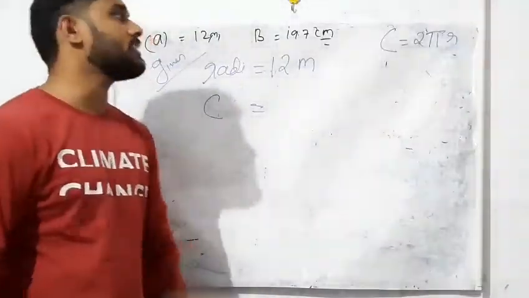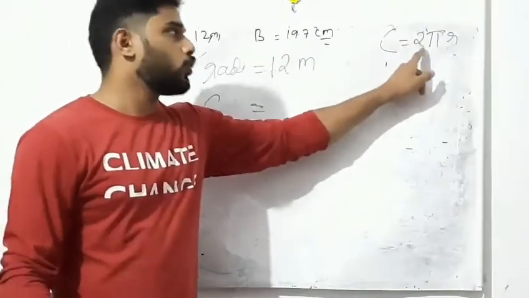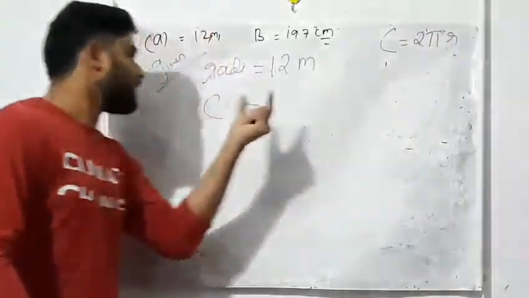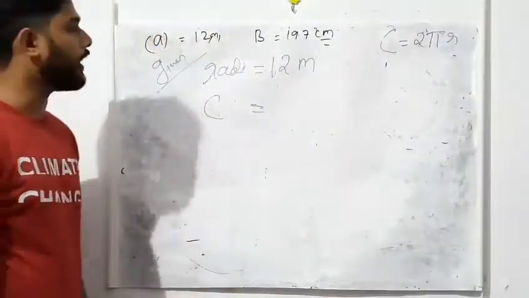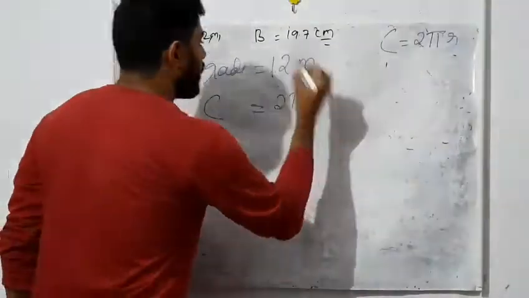We can use one equation. What is the equation? Circumference is equal to 2 into pi into r. This equation we can apply here, then we can find out the circumference of the circle. Okay. Here, what is the equation? Circumference is equal to 2 into pi into r.